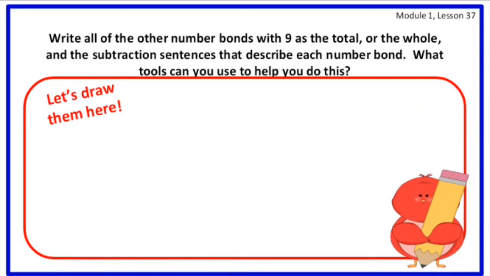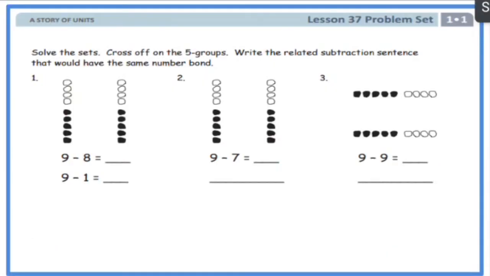Very good. So this is your problem set, which you're going to do for me. It says solve the set, cross off on the 5 groups. Write the related subtraction sentence that would have the same number bond. It's so simple. The first one here is 9 minus 8. If you cross out 8, how many will be left? 1. If you cross out 8 from 9, 1 will be left. And I think that's basically all you're going to do on this page.